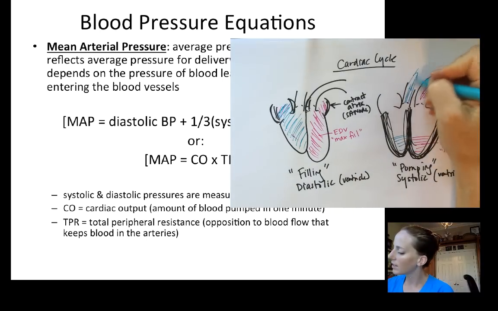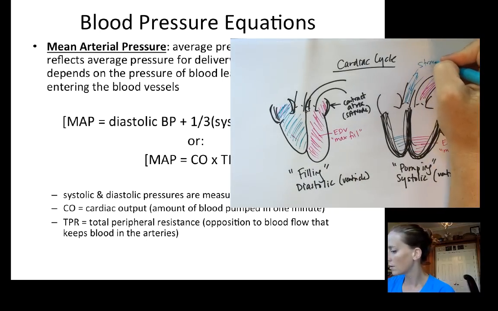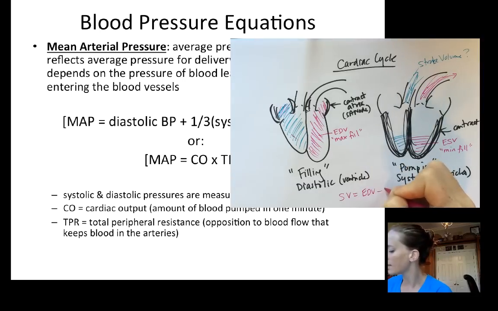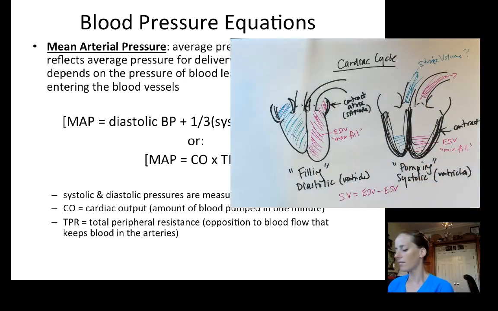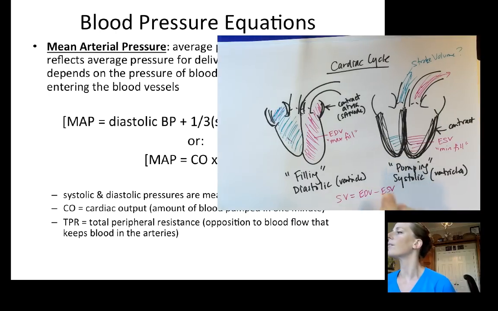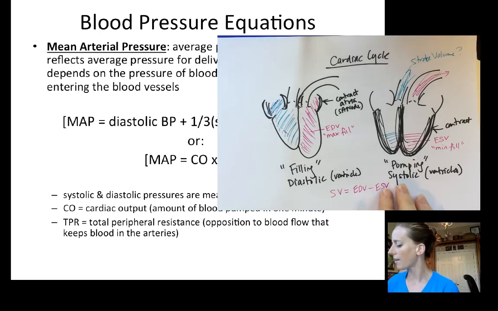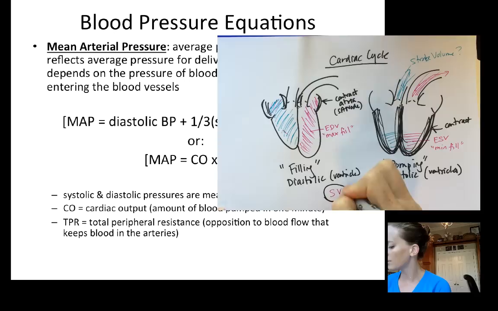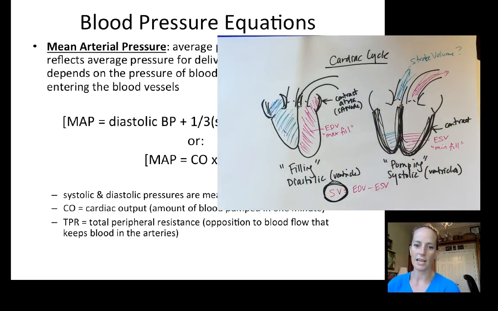We can then calculate the stroke volume by subtracting the two. So how much blood got out? The stroke volume is the end diastolic volume minus the end systolic volume. And we can then use that stroke volume as one of our measures of how much blood is getting out from the heart to the tissues.